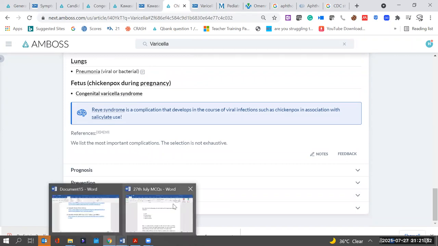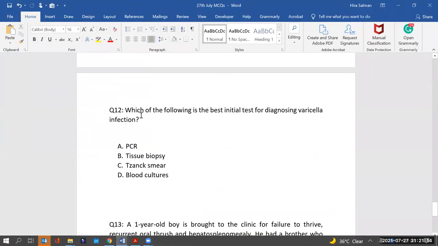So let's have a look at the questions. Which of the following is the best initial test for diagnosing varicella infection? Best initial is always Zanck smear. And if they're asking you the most accurate one, then it should be PCR or viral culture. So just look at the question. If it's viral culture or PCR, as per MTB, it's viral culture, so go for the viral culture. But for most accurate, of course, from PCR onwards you don't have anything. PCR should be the most accurate one compared to viral cultures, but we can go for viral culture as well.